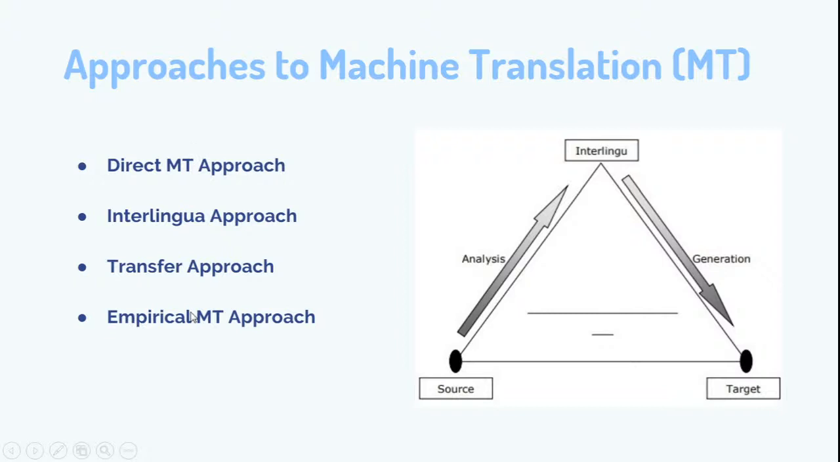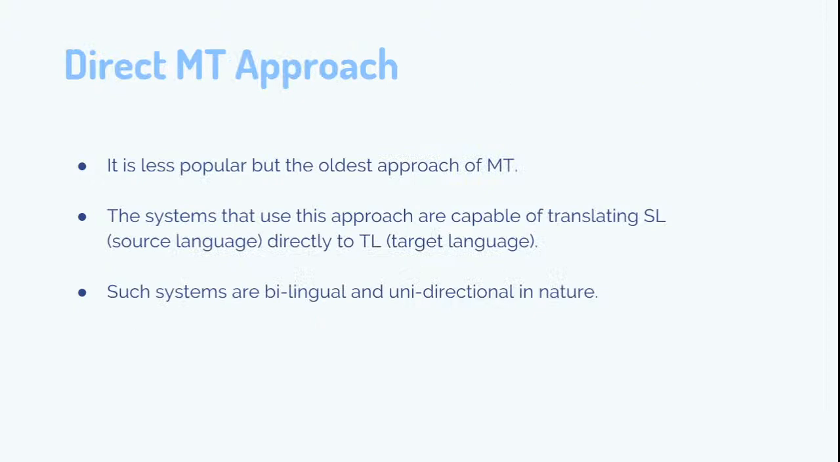Now I will tell you about the approaches to machine translation. One of the first approaches is the direct MT approach. It is less popular and it is the oldest approach of all. What it does is translate the source language directly into a target language. This is also called a bilingual or unilingual translation system in nature.